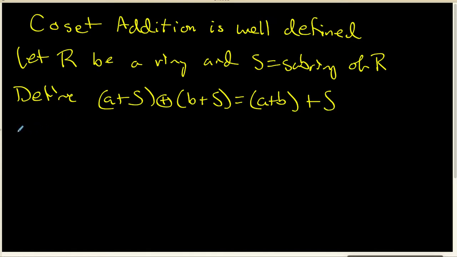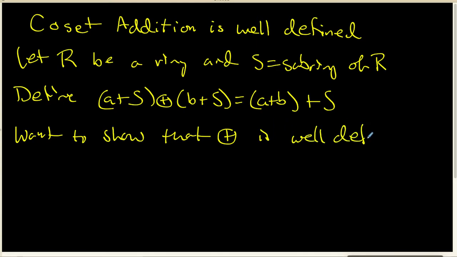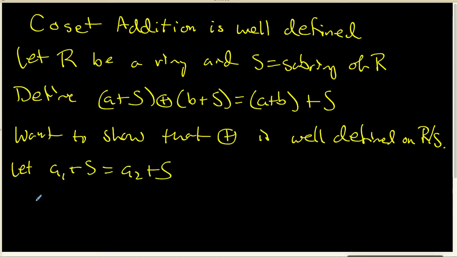And what we want to do is show that this operation is well defined on the set of cosets, which is R mod S. Now, in order to do that, what we basically have to do is have two names for both of the two cosets that we're adding together. In other words, we're going to let A1 plus S be equal to A2 plus S, and we're also going to let B1 plus S be B2 plus S.